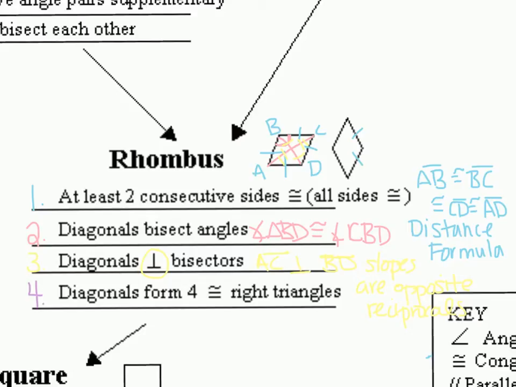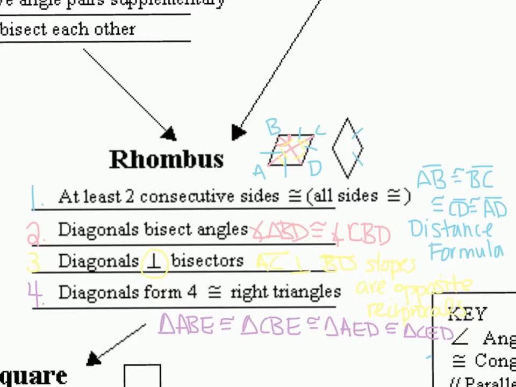The final one is that the diagonals form four congruent right triangles. Those four triangles will be triangles ABE, CBE, AED, and CED. Again, we could prove this by using one of our triangle congruency theorems, but I'm not going to get into that right now. Pause the video, make sure you have this written down, and hit play when you're done.